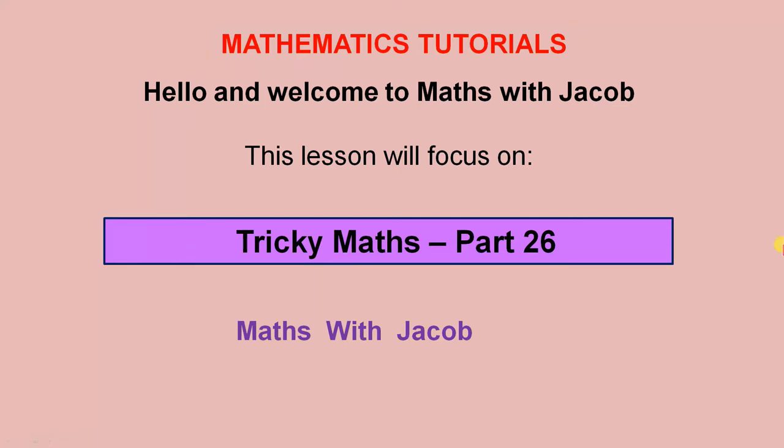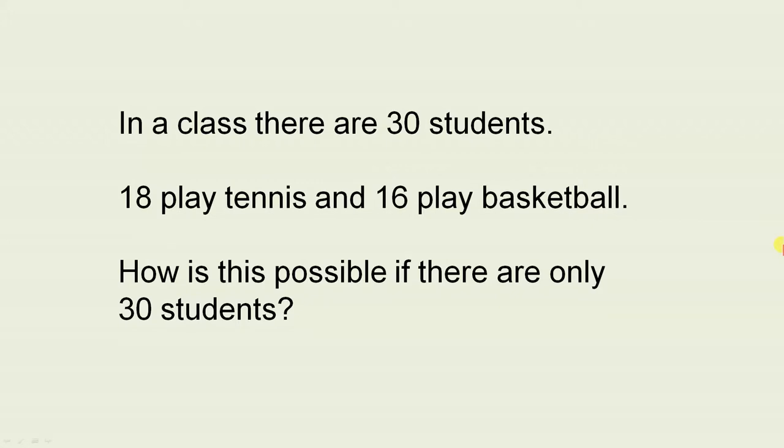This lesson will focus on Tricky Maths Part 26. In a class there are 30 students. 18 play tennis and 16 play basketball. How is this possible if there are only 30 students?